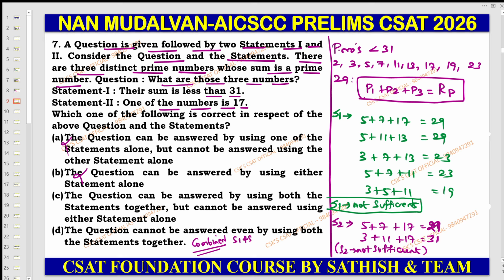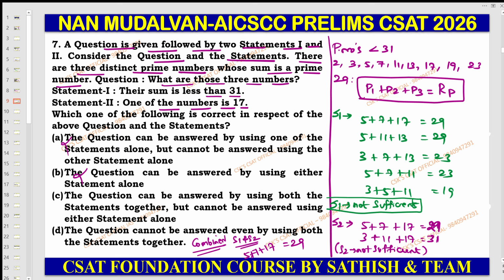S1 and S2 will see pa. If you take S1 and S2, what would happen? Your one number must be a 17. Yes, very good. Their sum is lesser than 31. Lesser than 31, surely it's going to be 29, with the condition 5 plus 7 plus 17. This alone is possible.